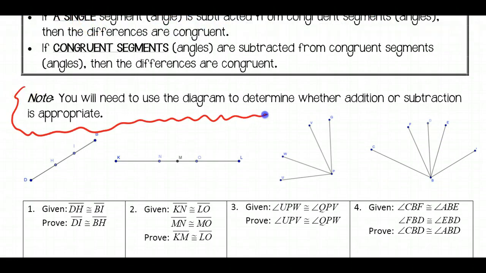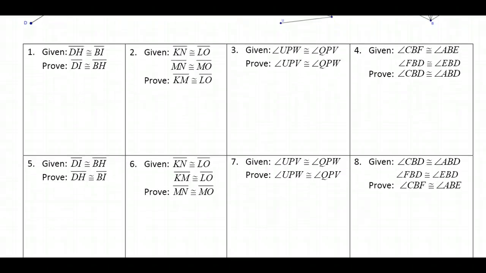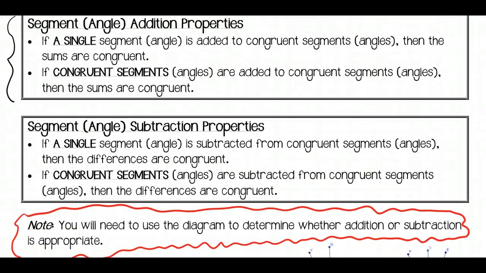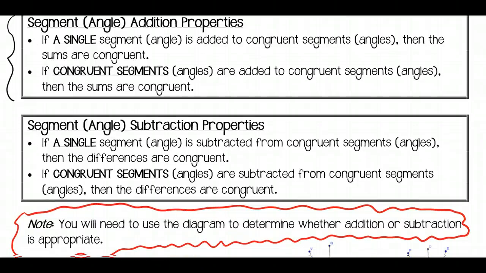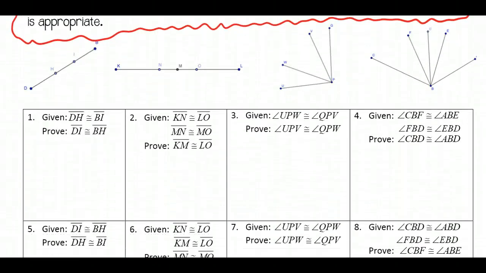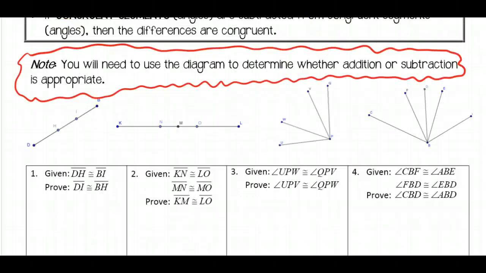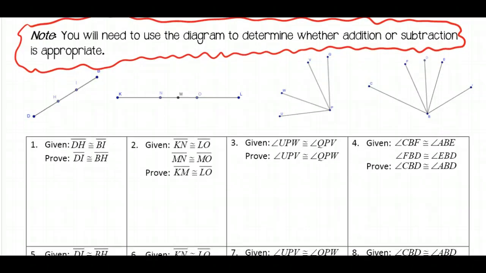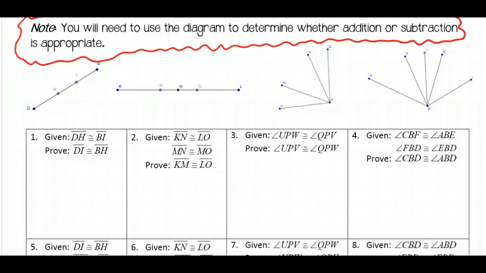It is going to be very, very important to use the picture. Okay, you will need to use a diagram to determine whether addition or subtraction is appropriate. So we've got 8 examples. And if you noticed up here, we had 8 properties. If you count segments and angles, we've got 8 properties, and we need to figure out which property is going to go where. So if you want to go ahead and pause the video and see if you can fill these in, feel free. Otherwise, feel free to work along with me.